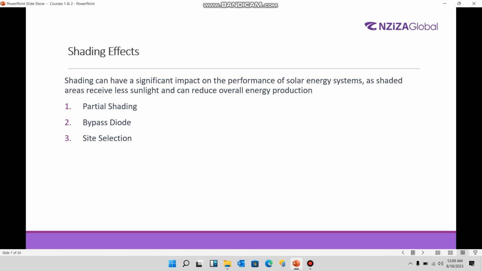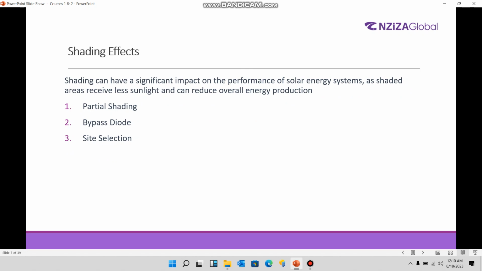Partial shading: even a small shaded area on a solar panel can disproportionately reduce its output due to the interconnected nature of the solar cells. The shaded cell acts as a resistor, dissipating energy as heat and affecting the entire panel's performance. Bypass diode: many solar panels are equipped with bypass diodes that help mitigate the effects of shading. These diodes reroute the current around the shaded area to prevent power loss and improve the solar panel performance during shading. Site selection.